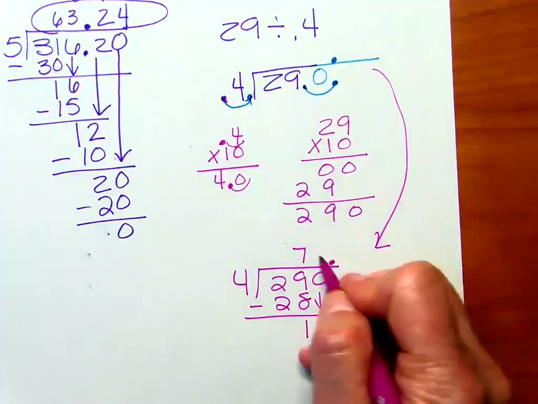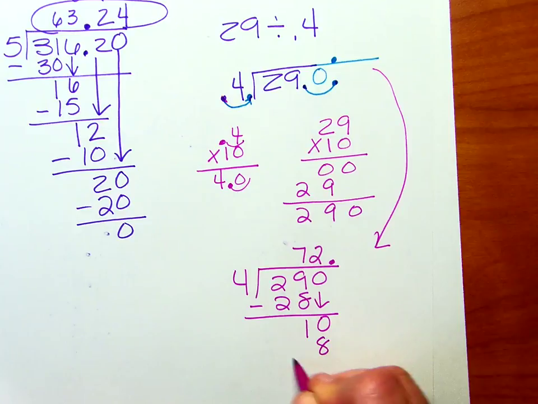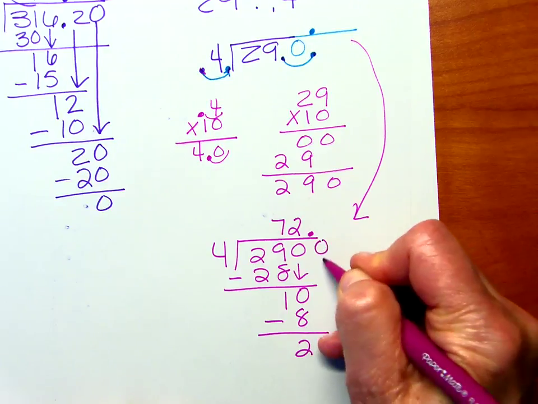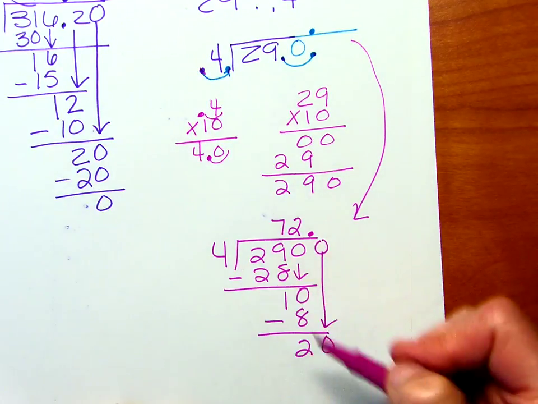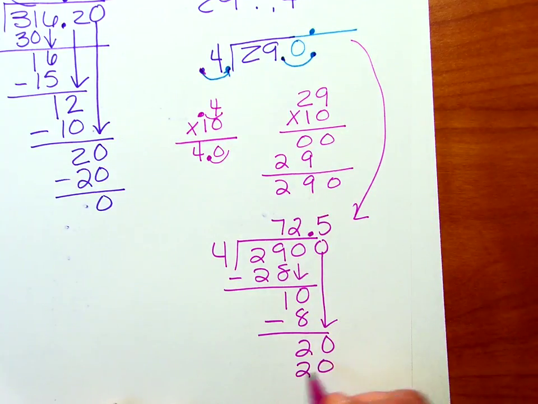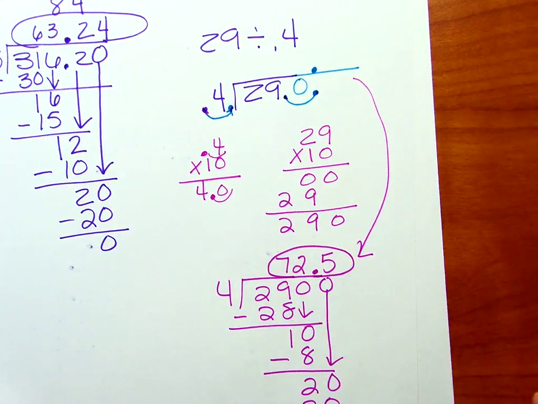4 goes into 10 twice, and that's going to be 8. Subtract, and we get 2. We need to add a 0 and bring it down. 4 goes into 20 5 times, and that's going to be the end of that. We don't have anything left. So our answer is 72 and 5/10.